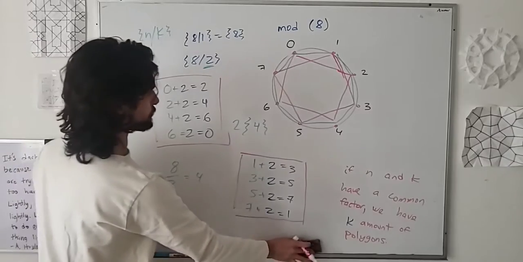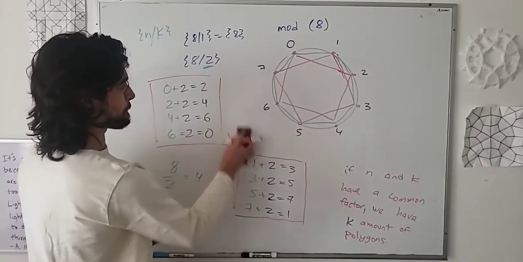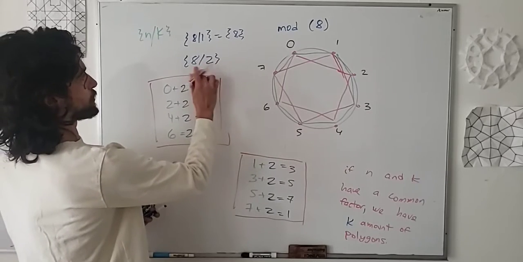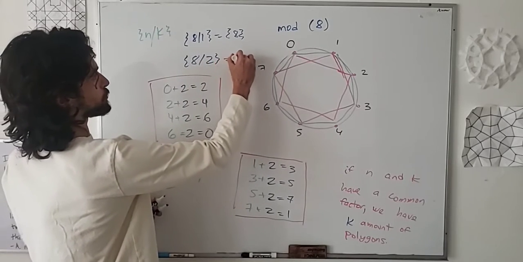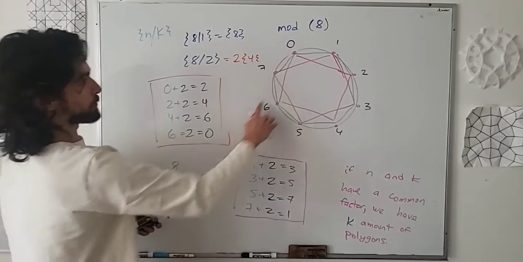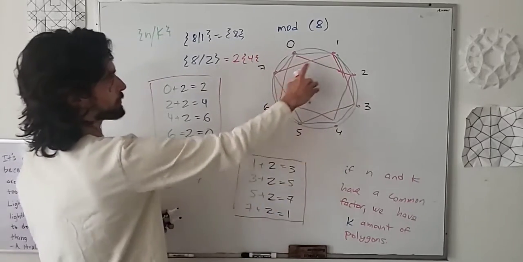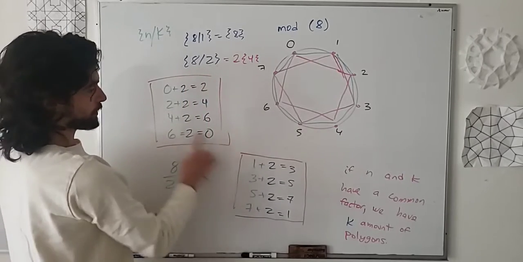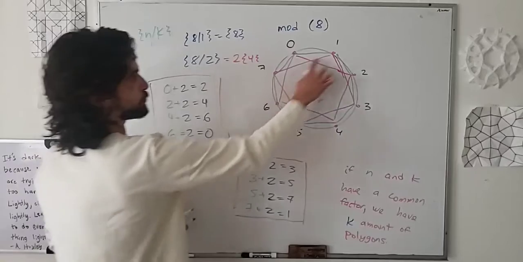And I should write this with a deeper color, no? So 8 over 2 is equal to 2 of 4. 2 squares. And we see clearly here we have 2 squares where this 8, 2 is just like that sequence, this sequence of sets. And we have here that's 2 squares.